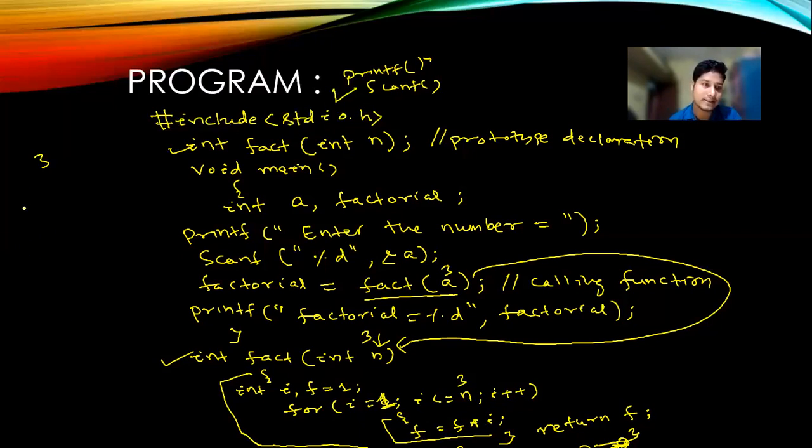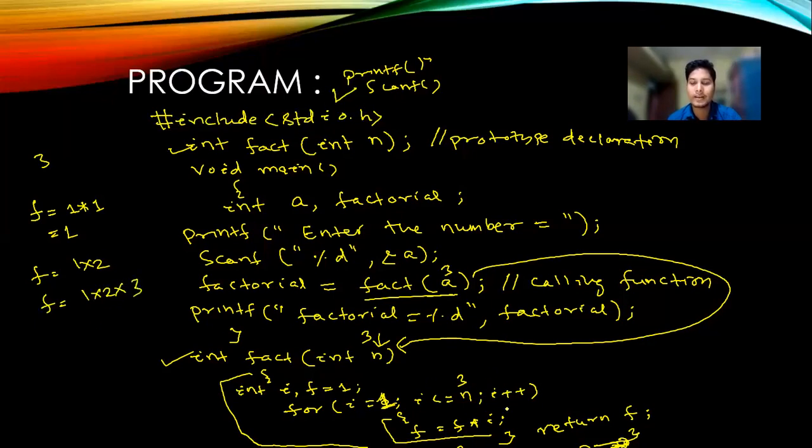So here you can see within the for loop, f equal to the value of f, which is initially 1, into asterisk 1, that is the value of I. So the first value of f is 1. Again, the I value will be incremented by 1, that is 2. So f into 2, so again the value of f will be 1 into 2. Similarly, the I value will be incremented by 1.